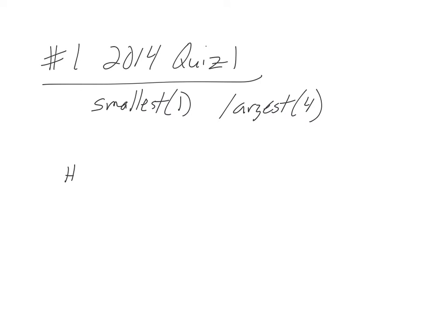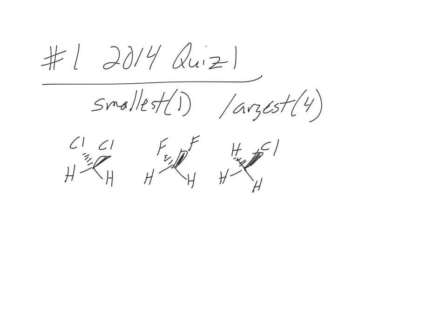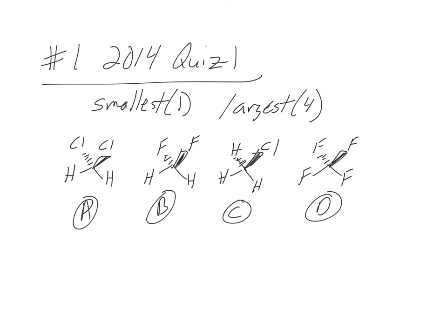So we have H, Cl, Cl, H's, fluorines, H, and then there's an H there, fluorine to fluorine. Okay, so how do we analyze this? I just start looking at what's different and what's the same. So two of them have chlorines. If I label these A, B, C, D, there are some fluorines and some chlorines. So I look at the periodic table and ask, what's the difference between fluorine and chlorine?